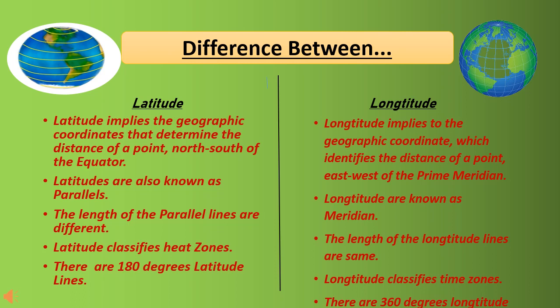The length of the parallel lines are different. The length of the longitude lines are same. Latitude classifies heat zones. Longitude classifies time zones. There are 180 degrees latitude lines, whereas there are 360-degree longitude lines.